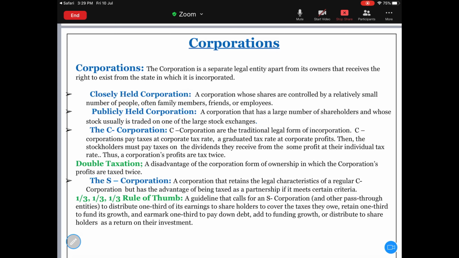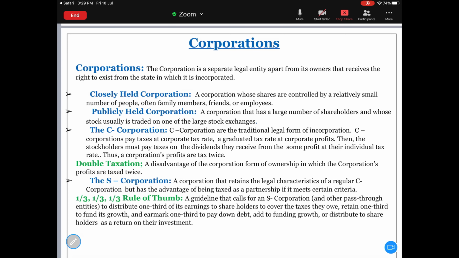It will be run by a group of directors known as the board of directors. And then there are managers in each section or each department of the company. So these are big organizations. The C corporation is actually also traditionally a legal form of incorporation.